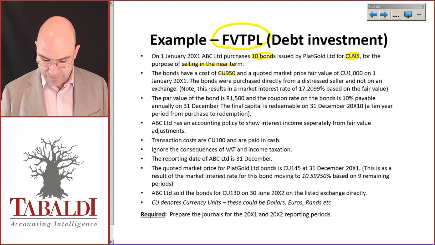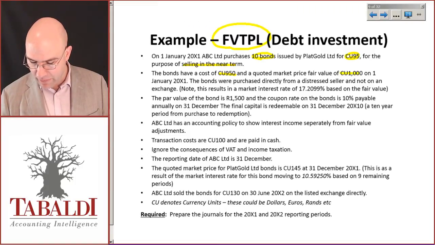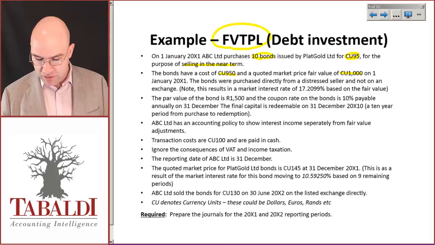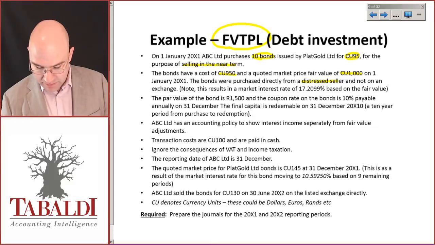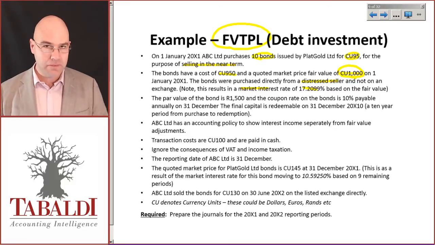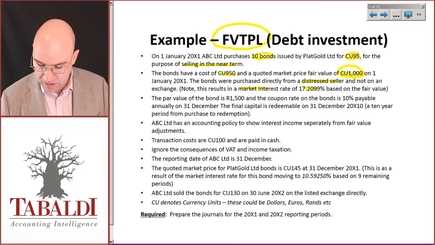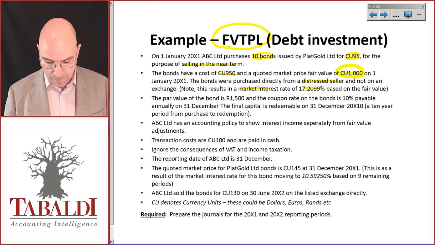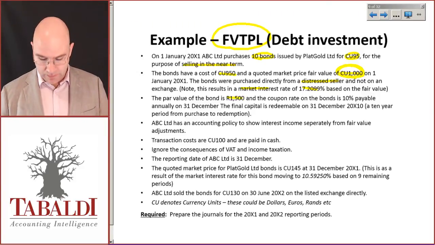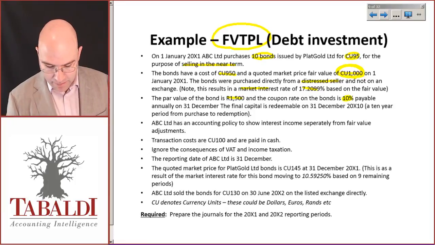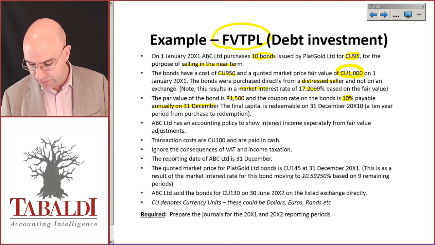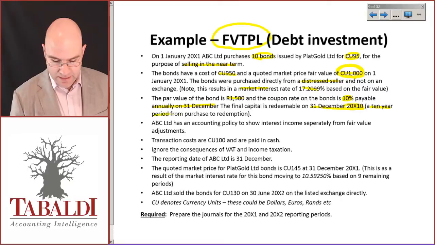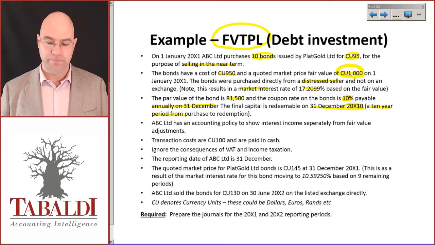The bonds cost $950. Quoted market price fair value was $1,000 on the 1st of January. The bonds were purchased from a distressed seller, not on an exchange, and this results in a market interest rate based on the 1,000 of 17.2099%. I'm giving that to you. Sometimes you'll need to calculate that because I don't give you the fair value on day one. The par value of the bond is $1,500. The coupon rate is 10%, payable annually on 31st of December. The final capital is redeemable on 31st of December 20x10, a 10-year period from purchase to redemption.